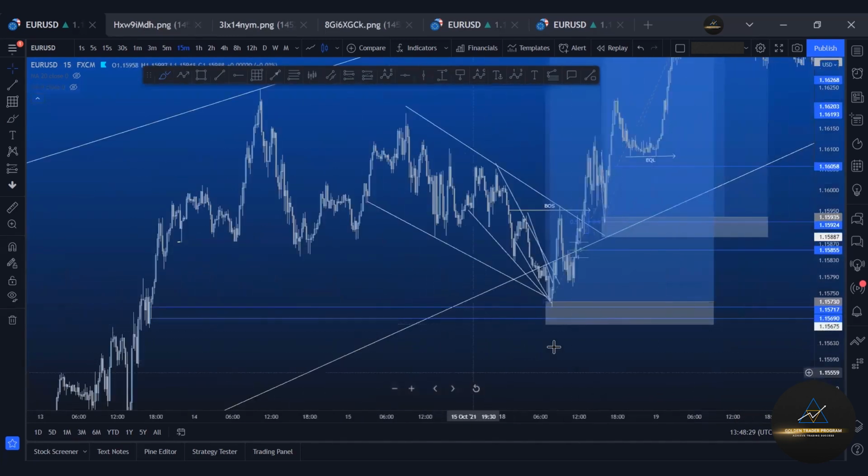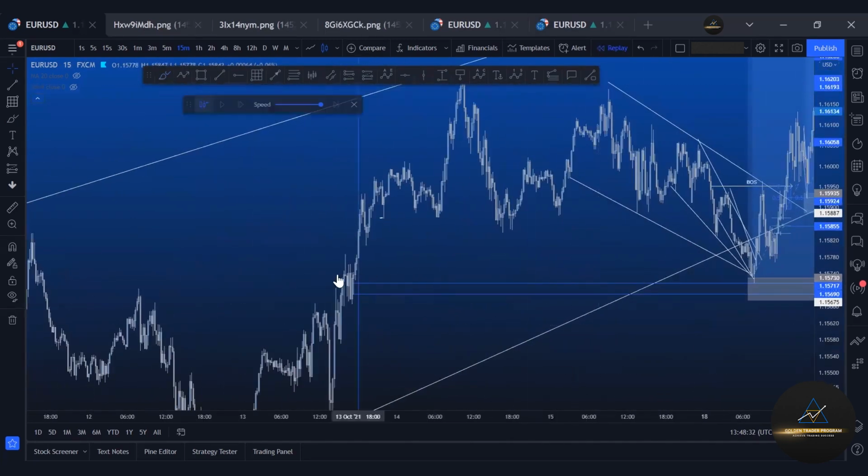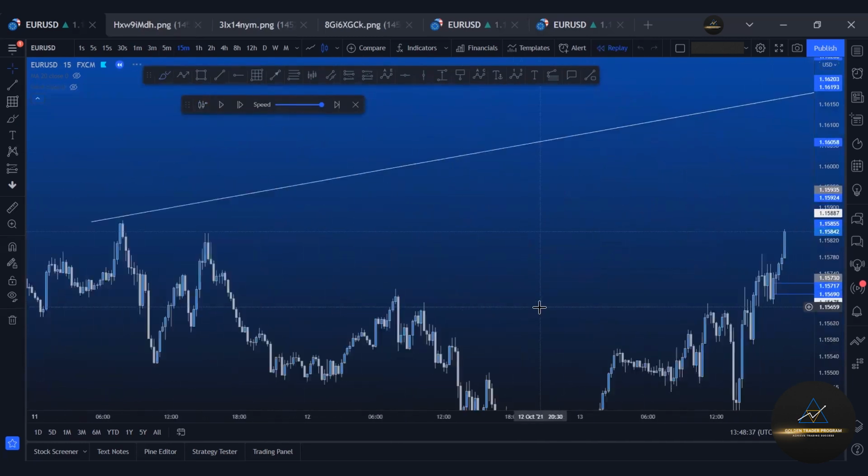So this is the entry, no drawdown. Now let's go to the actual entry. And why this bank level? Let's find out. Nothing on the 5-minute.